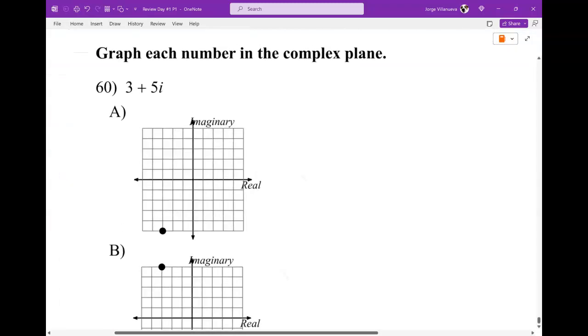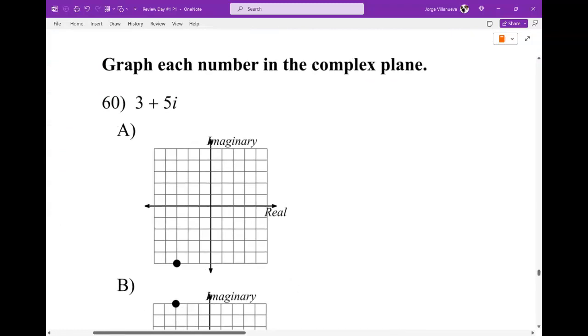So graph each number on the complex plane. Remember, this number can be rewritten as a point, right? What is the point for 3 plus 5i? Anybody remember how to do that? It's really easy. Remember, this is your A, B, I, right? That's what it looks like right now, A plus Bi.